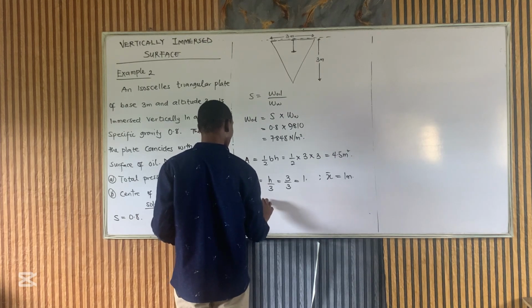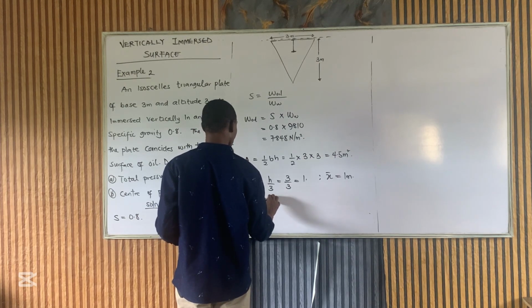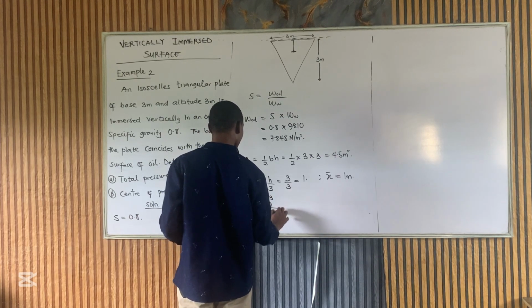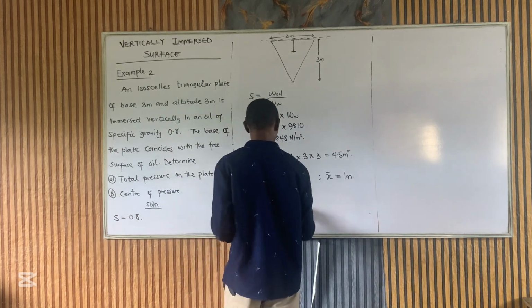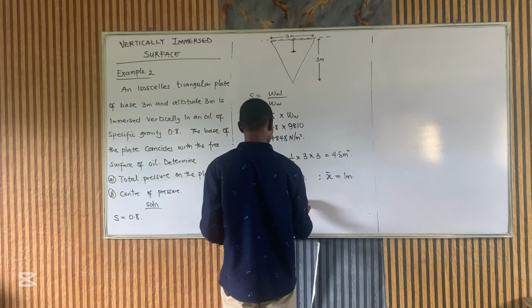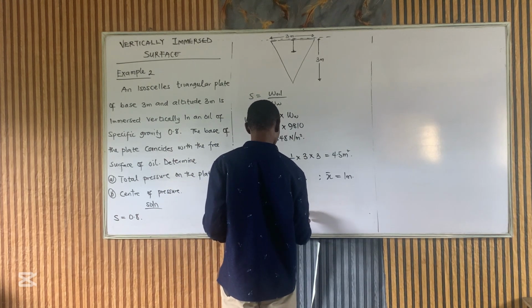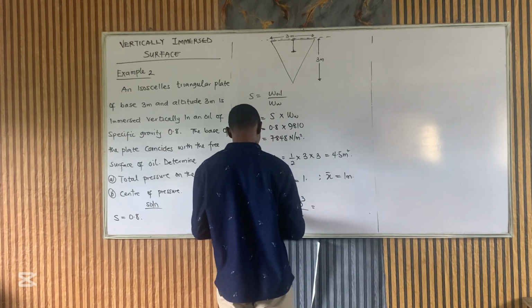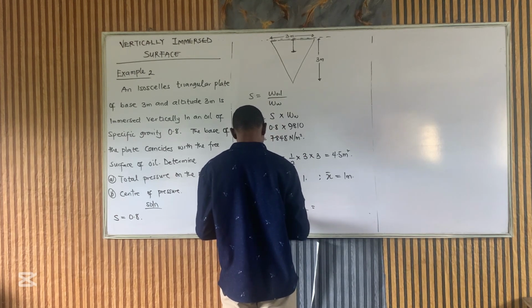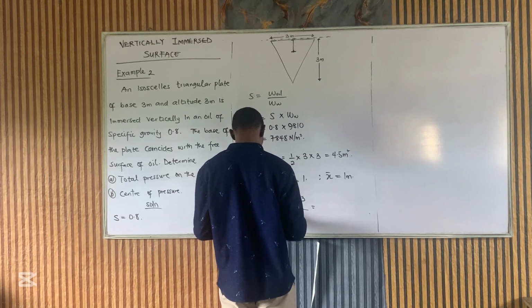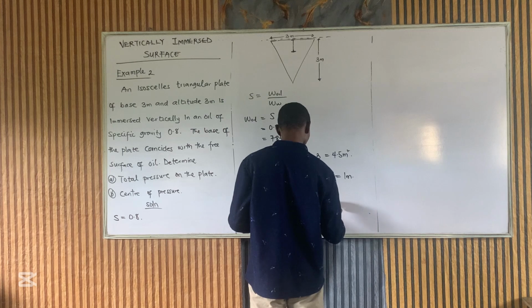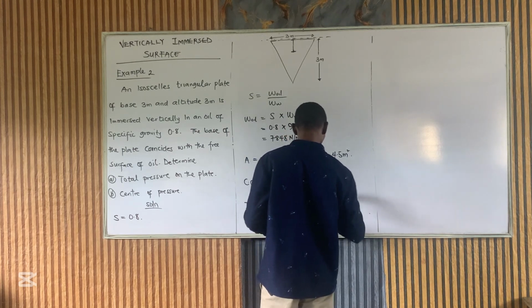Next is the moment of inertia. The moment of inertia is given as b h cubed over 36. That will be the base 3 times the height 3 cubed over 36. So this will give us 3 multiplied by 3 cubed, then divided by 36, which is 2.25 meters raised to power 4.